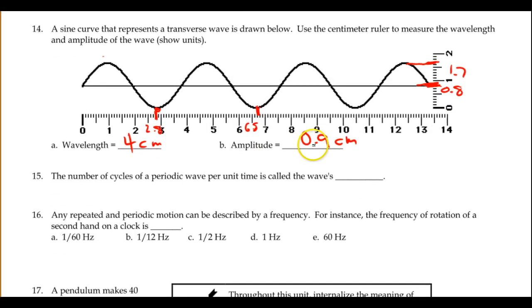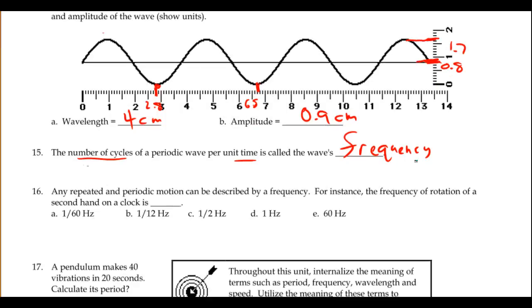All right, now a very important concept in waves is how often they occur. So the number of cycles per unit time is called the frequency. We dealt with frequency when we talked about the pendulum. A pendulum has a certain frequency that it goes back and forth, how many times it goes back and forth in a period of time. The typical unit for frequency is the hertz, Hz, and a hertz is equal to 1 cycle of the wave in 1 second of time.